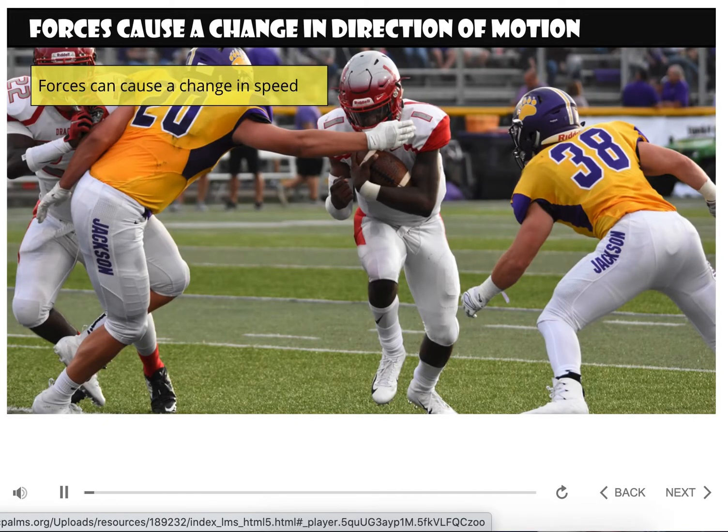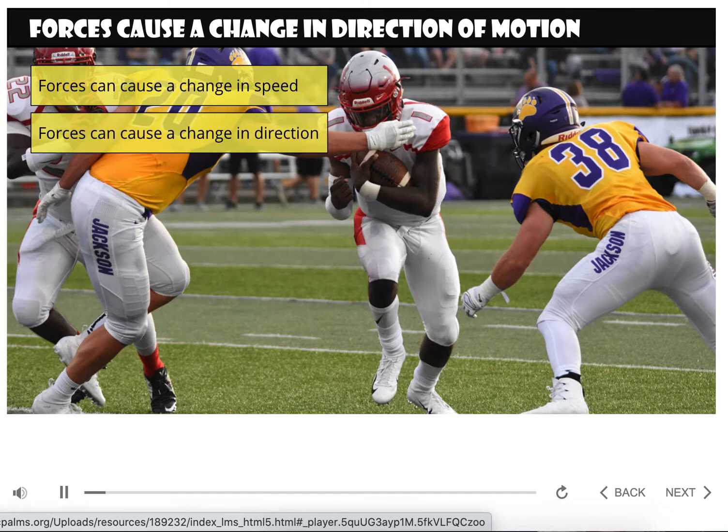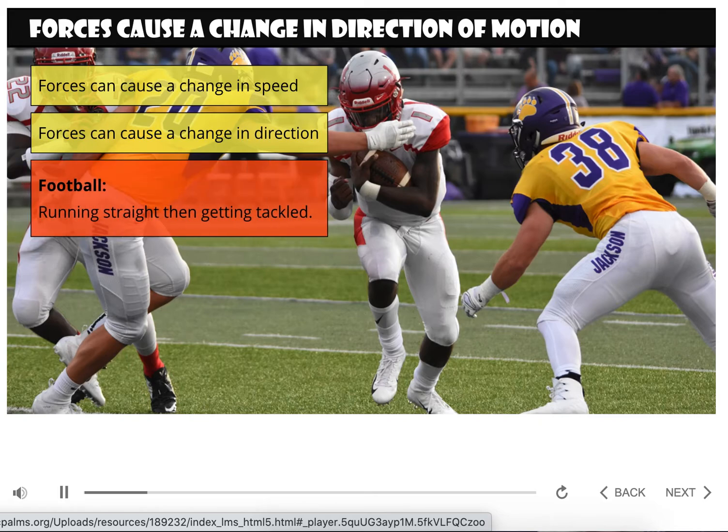Different forces cause a change in speed, but forces also cause a change in direction. This is very evident in just about any sport you can think of. In football, it's easy to see. A football player is running with the ball and runs into another player from the other team. He gets tackled and can't keep moving forward. This results in a change of direction due to unbalanced forces.